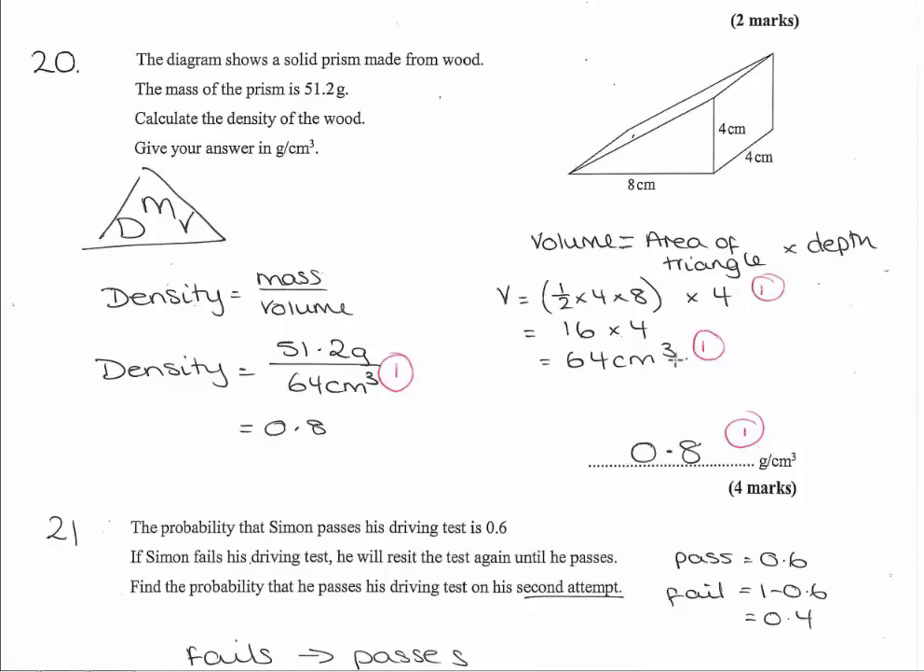Now, if you can't remember the formula, one way to remember it is, look, it's basically telling you this with the units. It says give your answer in grams per cubic centimetre. So that's the mass. This line also means divide, and this is your volume. So the density is actually the mass divided by the volume. So it's going to be 51.2 divided by the volume, which is 64 cubic centimetres. So it's 0.8.